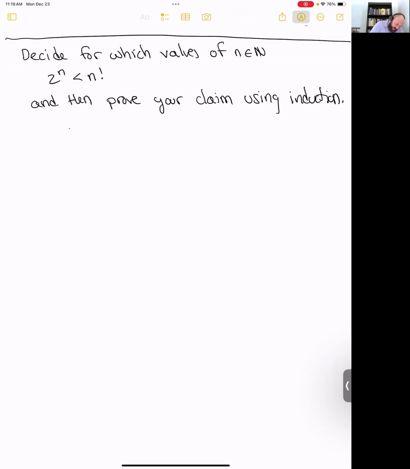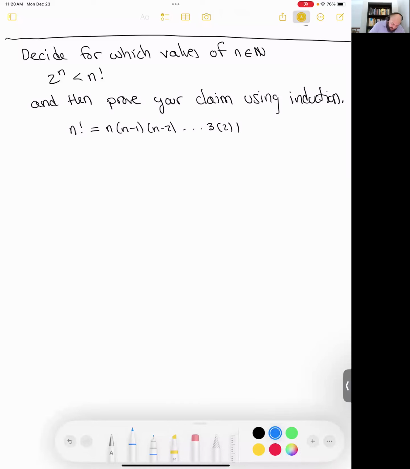Let me just remind you what an n factorial is. So that's n times n minus 1 times n minus 2 dot dot dot times 3 times 2 times 1. So whatever n is, you just multiply all the whole numbers starting at n all the way down to 1. Okay. Well, what's important is to first note that it's not going to work for n equals 1, actually. So that would be a terrible base case.